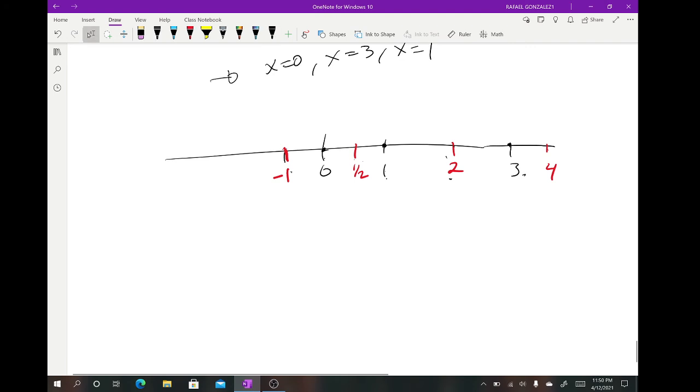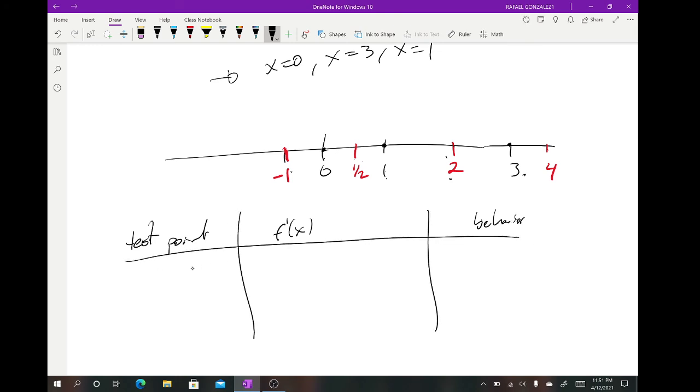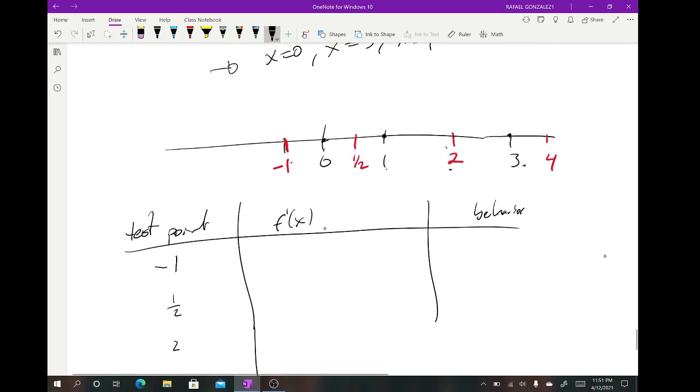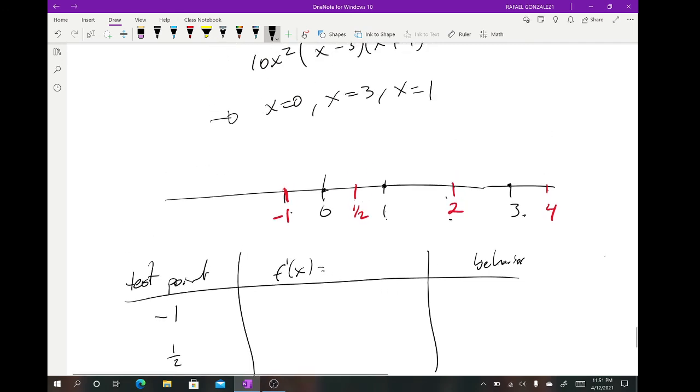That's perfectly fine. If we do this as a table, so let's do this as a table, test point, f prime of x, and then the sign. Actually, instead of sign, you could also write behavior, if you want. You could say it's increasing or decreasing. So we have -1, 1/2, 2, and 4.